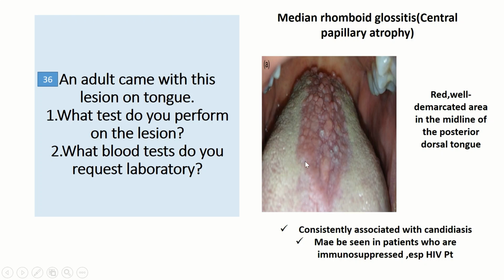Other name is central papillary atrophy. It is consistently associated with candidiasis. So prescribing of azole is logical in the treatment of this disease. However, it is sometimes associated with diabetes mellitus and HIV. So the tests that you could request for this patient are FBS and HIV serology.